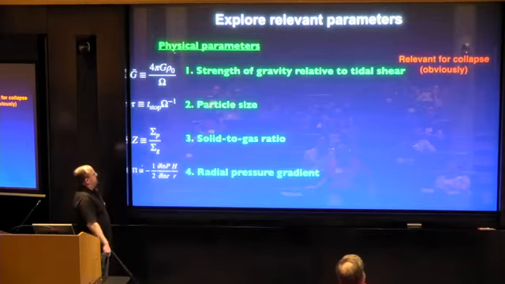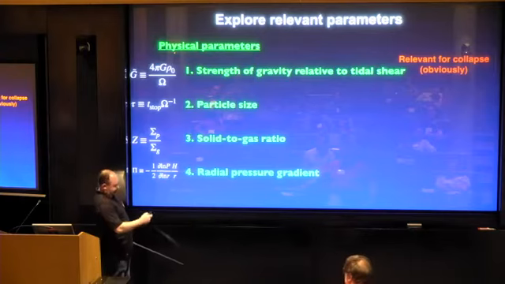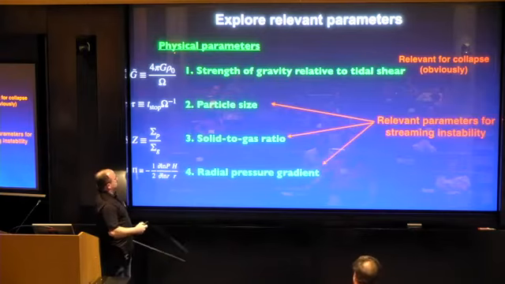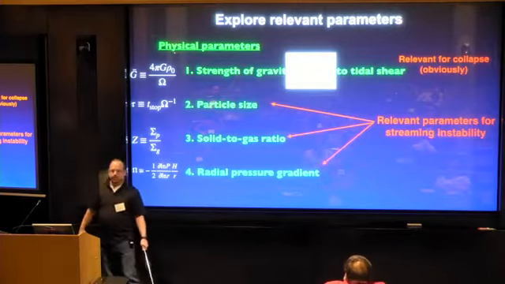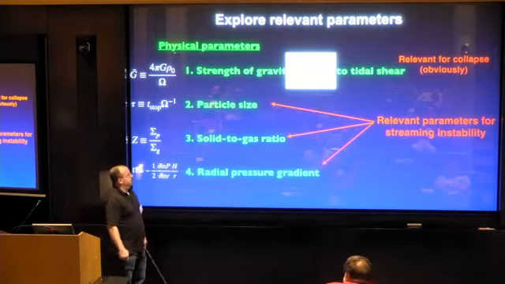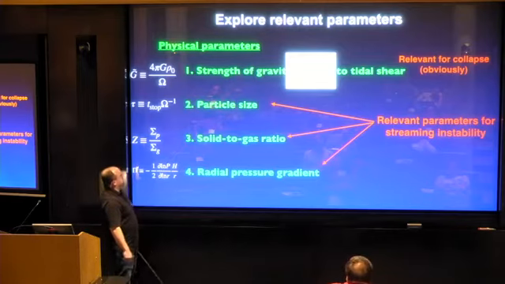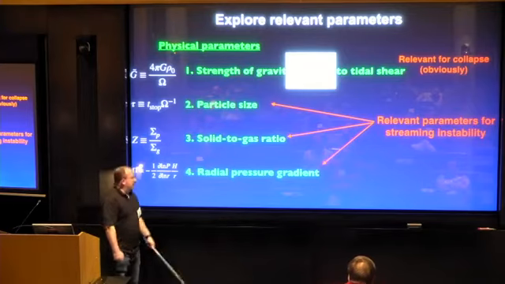It's obvious that it'll be relevant for collapse. It's just inversely proportional to the 2 Merq. So maybe I should go back in all the literature that I've done and change it to be Q instead of G tilde, but whatever. This is the relevant quantity for collapse.